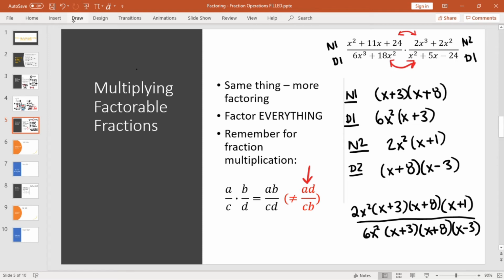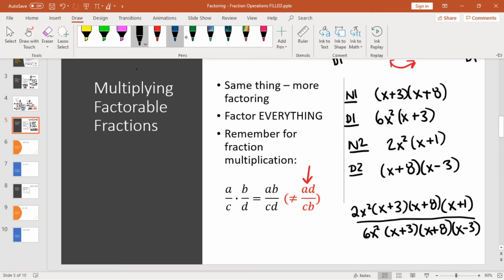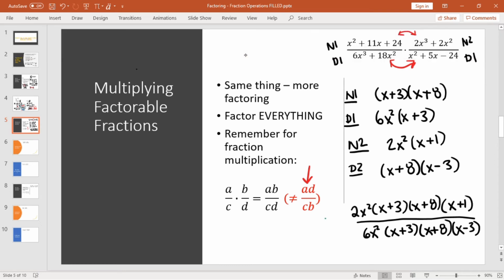Okay, red pen out for canceling. We can cancel in a rainbow pen today. Those go. Those are the same. X plus 1, x plus 3, two different things. X squared over x squared is equivalent to 1. 2 over 6 is equivalent to 1 over 3.